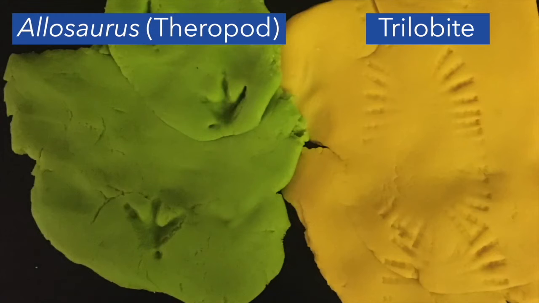Let's look at the trackways of these two different animals together. How are the trackways of the dinosaur, the Allosaurus, and the trilobite the same? How are they different? They both show movement or activity, but they show us that the animals move in different ways. Now, let's go over to my friend Mira, who has a model of another trace fossil.